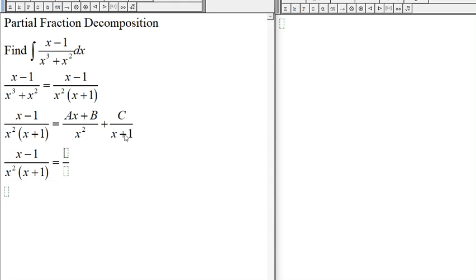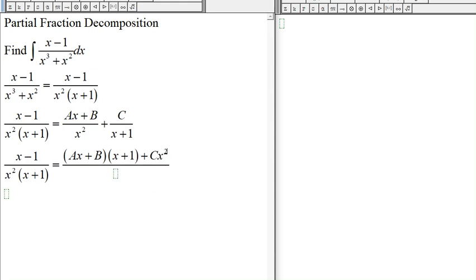And so cross multiplying, we get (Ax plus B) times (x plus 1), and then plus Cx squared, and then dividing by the product of the two denominators. And here we have the two denominators, they match, and therefore the two numerators have to match.